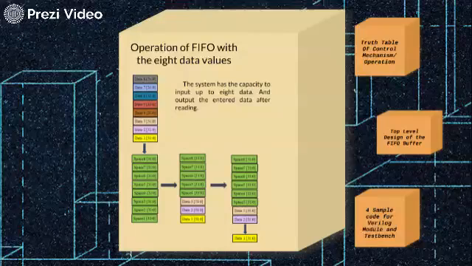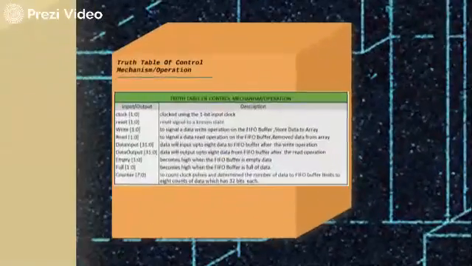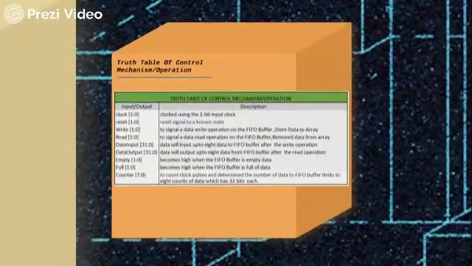Operation of FIFO with 8 data values is shown in this diagram. The system has the capacity to input up to 8 data and output the entered data after reading. Here in this slide, the truth table of the control mechanism or operation is shown.